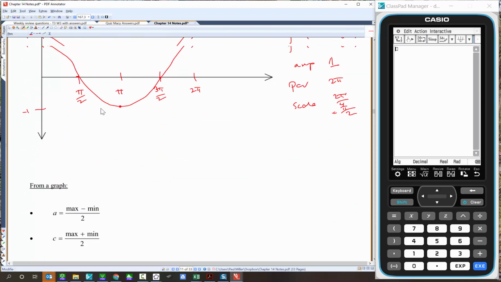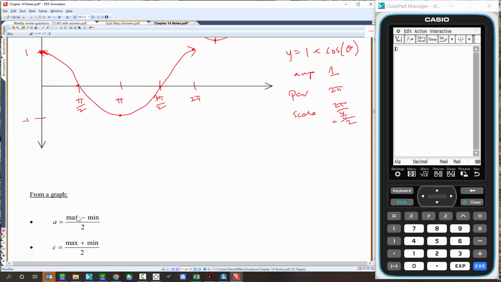Our A value is max take away min divided by 2. So you take your maximum and your minimum, that's 2. 2 divided by 2 is 1. So our amplitude is given by this, but I'm going to teach you a way to not worry about this formula here. This C value, the vertical translation, is the max plus the min, which is 1 plus -1, which is 0. 0 divided by 2 is 0. That means it has not been vertically translated.